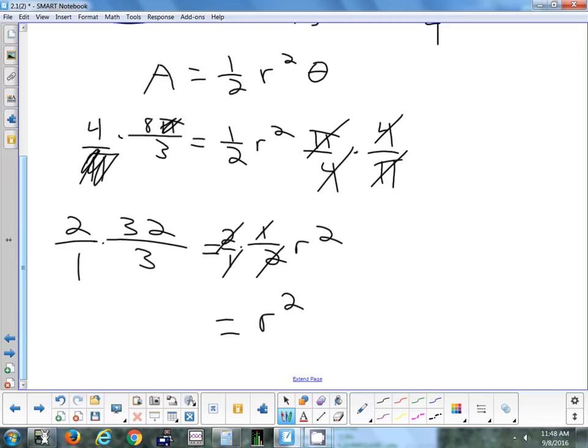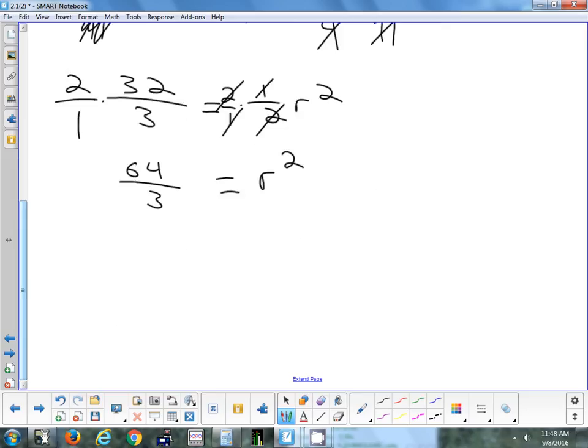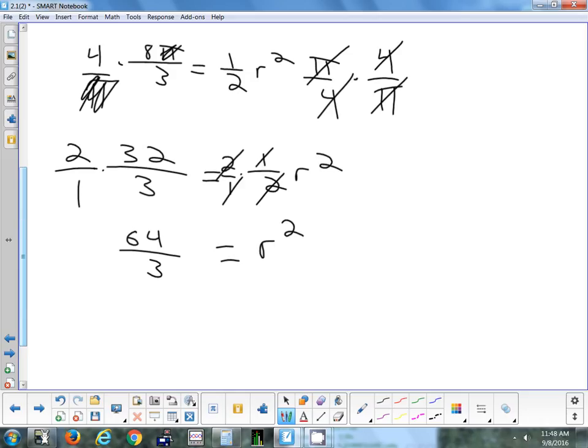Okay, and then on the left, 2 times 32 gives me 64 over 3. Now it says r squared equals. Eventually, I just want r. So what do I do now? Yep, square root. And when you take the square root of a fraction, you just do the top and the bottom separately. So take the square root of each side. Now we finally have r by itself.